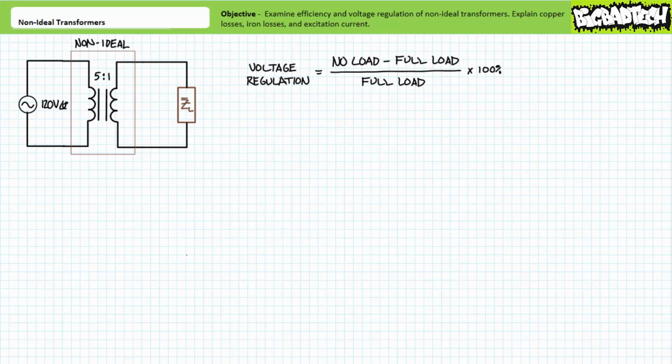Consider a 5-to-1 step-down transformer powered by 120 volts AC. If this transformer was ideal and truly 100% efficient, the secondary output voltage would always be 24 volts regardless of current demand on the secondary. This is obviously too good to be true. Real transformers exhibit a small reduction in output voltage as current drawn by the load increases.